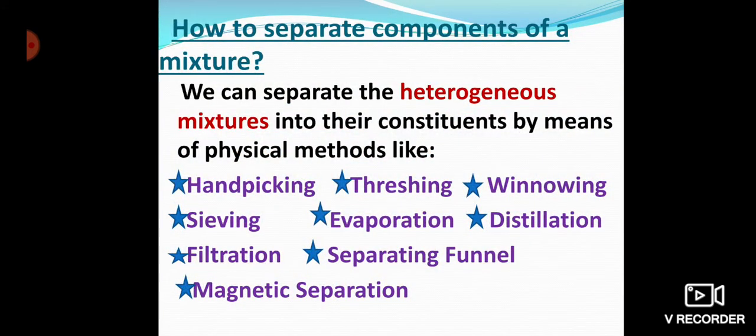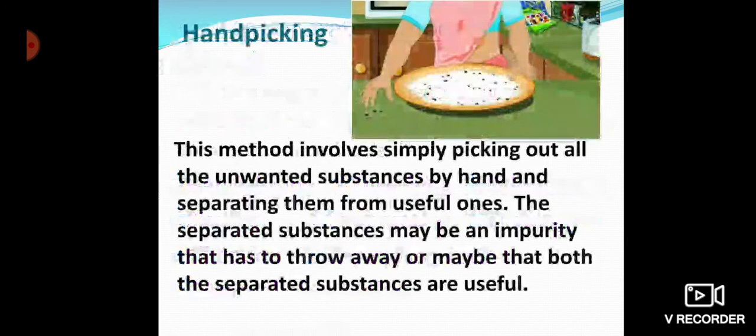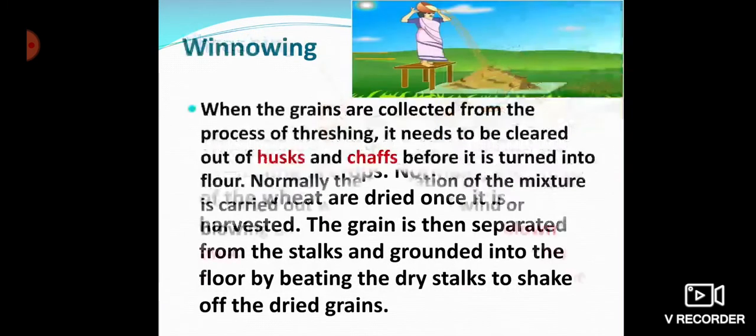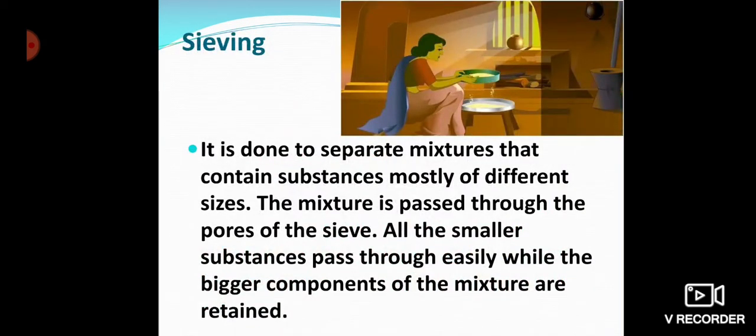Now the components of a heterogeneous mixture can be separated by simple physical methods like hand picking, threshing, winnowing, sieving, evaporation and many more. All these techniques are used in our day-to-day life. All these methods we have already studied in detail in lower classes, that is hand picking, threshing, winnowing and sieving.